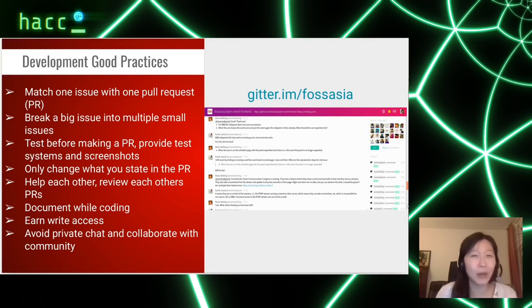One issue to one pull request. These are very simple, but a lot of people don't do it. Break big issues into multiple small issues. It is also easier for people to review, and doesn't require so much effort from the reviewer.